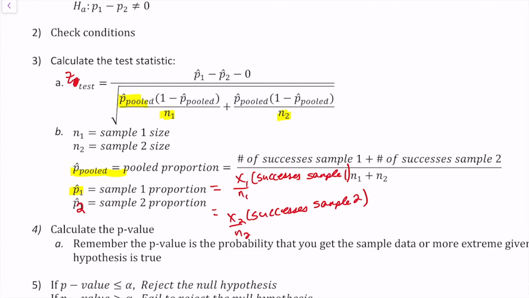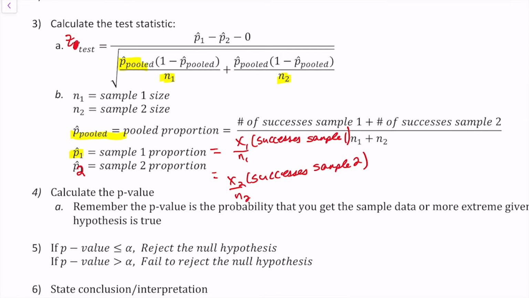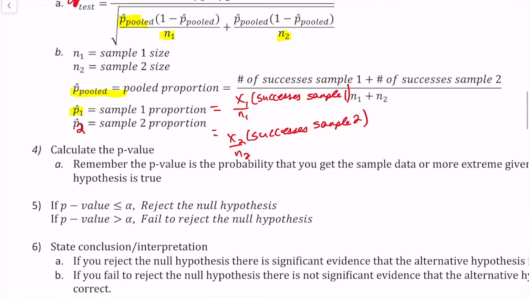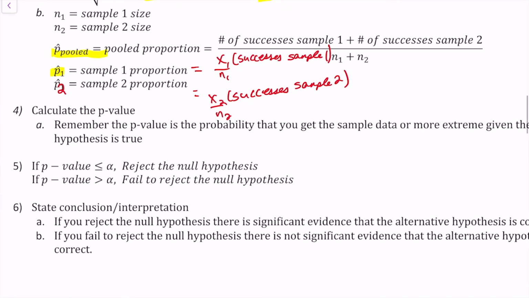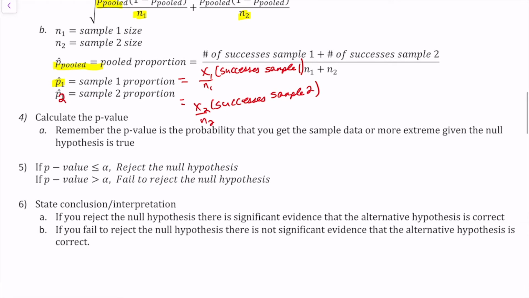Okay, after we've calculated that test statistic, you know the drill. We calculate the p-value, and then we make a decision based off of that p-value. If it's less than alpha, we reject the null hypothesis. If it's greater than alpha, we fail to reject. And then we make a corresponding conclusion. Anytime we reject the null hypothesis, there is significant evidence. Anytime we fail to reject or do not reject the null hypothesis, there is not significant evidence.